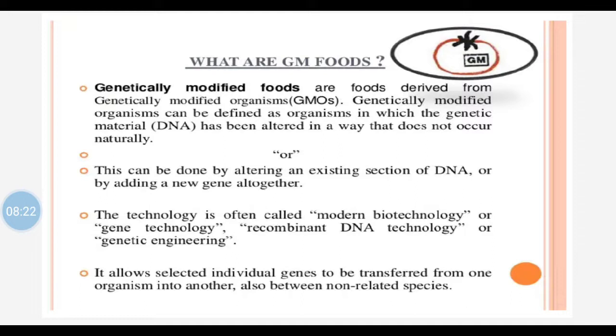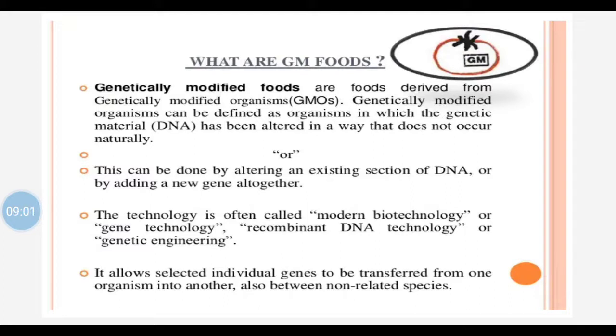Now this is done by altering the existing section of DNA or adding a new gene altogether. So as I said earlier, in genetically modified foods, either the existing DNA that is there is modified, altered, or changed, or we can totally replace it or introduce a new gene into the fruit material, or whatever the vegetable or food article is there.